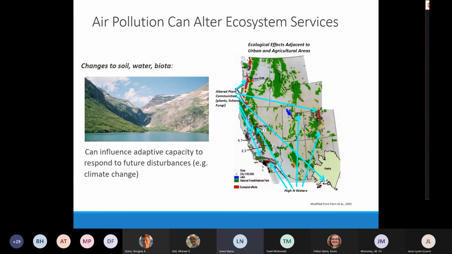In the Western US, ecological effects are found adjacent to urban and agricultural areas and can include high nitrogen waters and altered plant communities, such as unnatural rates of forest growth and loss of biodiversity. Areas where this has occurred are shown on the map to the right here. And air pollution damage in these areas can alter ecosystem services that humans depend on. These synergistic changes to soil, water, and biota can influence the adaptive capacity to respond to future disturbances such as climate change.